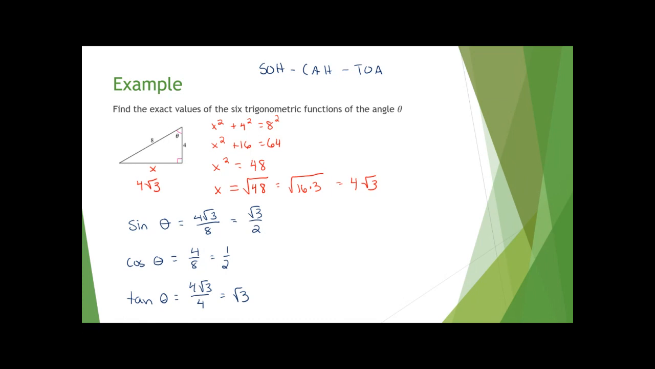So now I can do the reciprocal. So the reciprocal of sine is cosecant. So that would be 2 over the square root of 3, which we need to rationalize as 2 square root of 3 over 3.